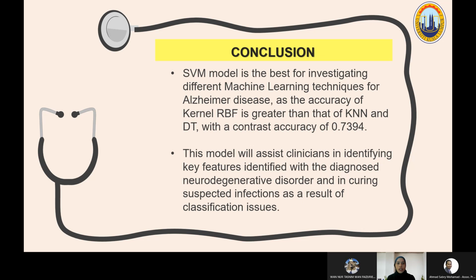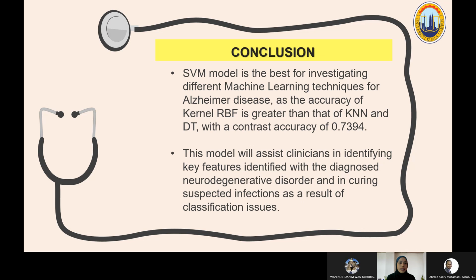So as a conclusion, through the first objective, we can predict that the SVM model is the best for investigating different machine learning techniques for Alzheimer's disease, as the accuracy of the RBF kernel is greater than KNN and decision tree, with an accuracy of 0.7394. Furthermore, the secondary objective is accomplished by determining the optimal parameter with the classifier for Alzheimer's disease, and satisfactory accuracy is produced as the result of the operation.